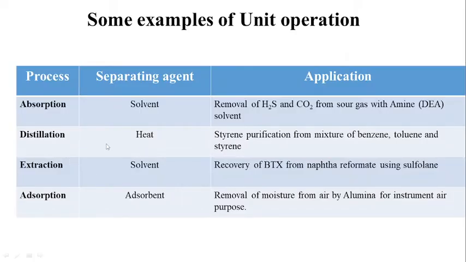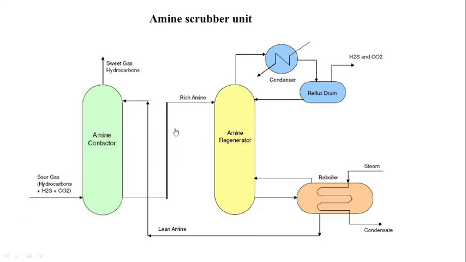The next is distillation. Distillation involves use of heat to purify the mixture of components. For example, here also we can see the example of distillation. The diethanolamine which is contaminated with H2S is purified using amine regenerator. Amine regenerator is a distillation column. It's a distillation operation.